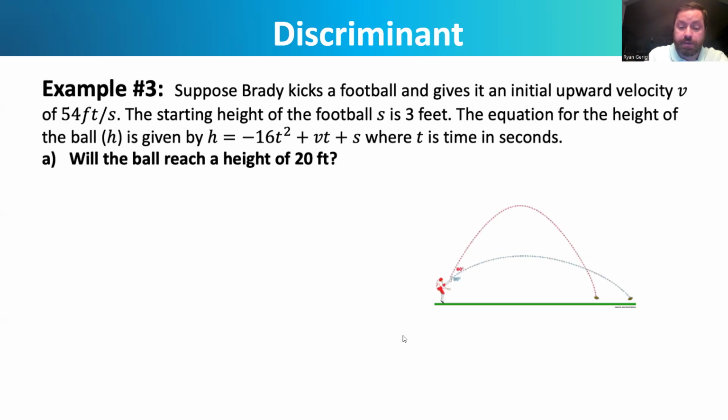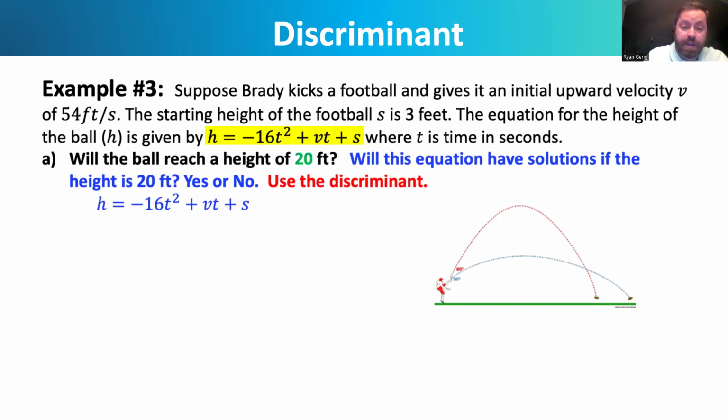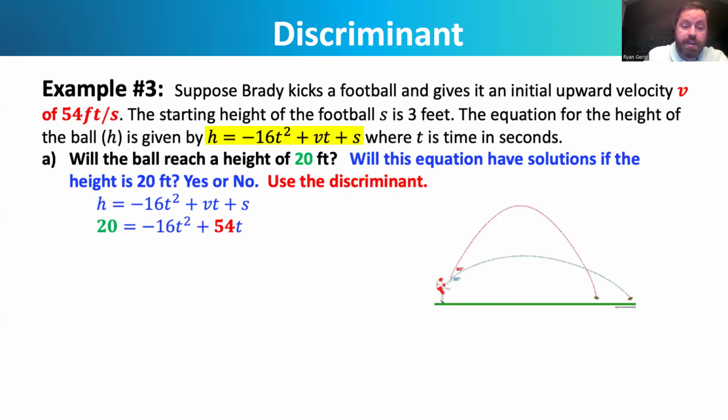All right, so you've got a picture of what's going on here. Two different paths, two different kicks. So will this equation have solutions if the height is 20 feet? This is a yes or no question. So we use the discriminant. How? We're going to use that equation there. We know that the height is 20 feet. That's an h value, so it goes in for h. Negative 16t squared. V was 54. That was given to us in the problem. And the starting height was 3 feet.